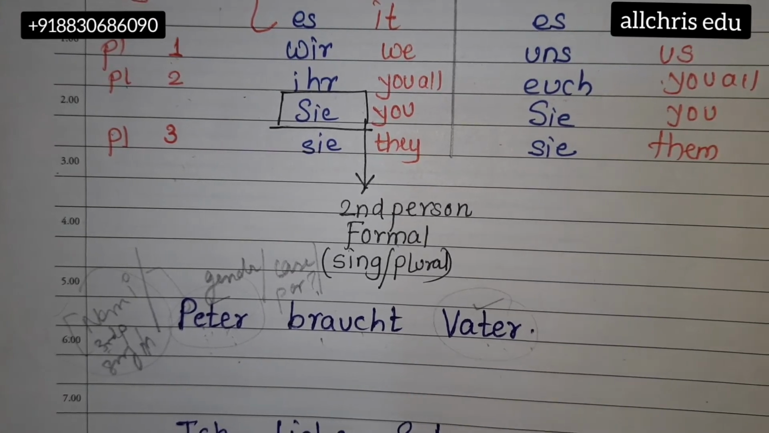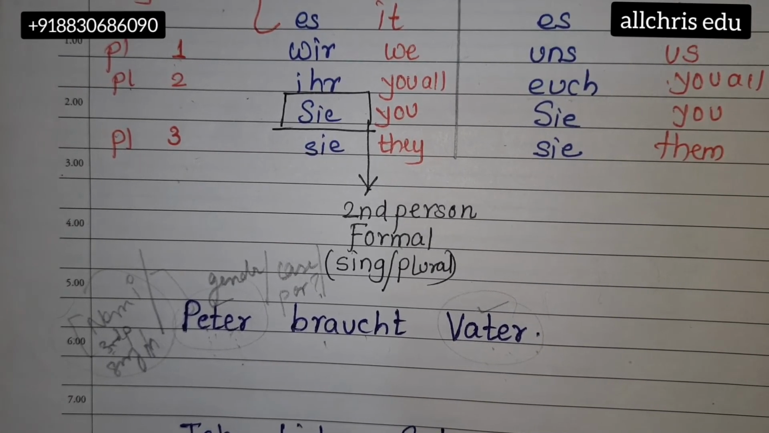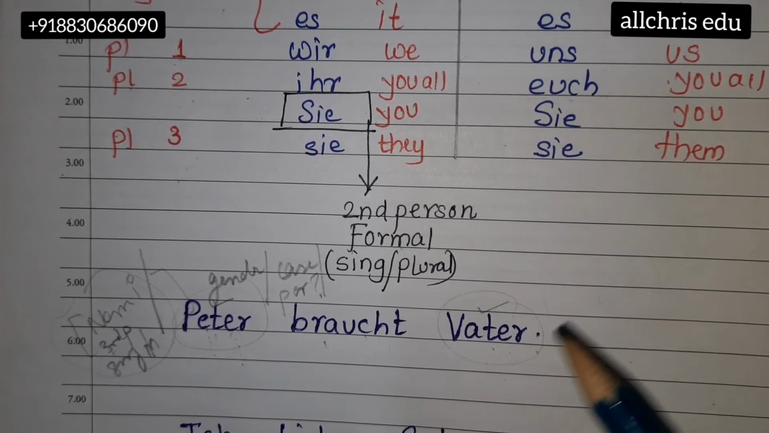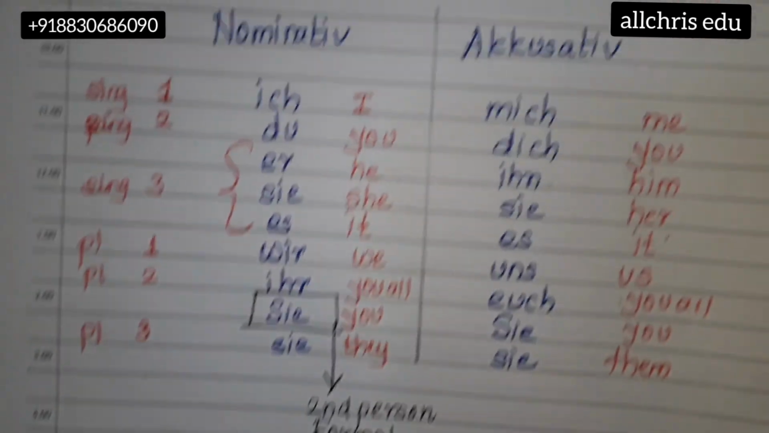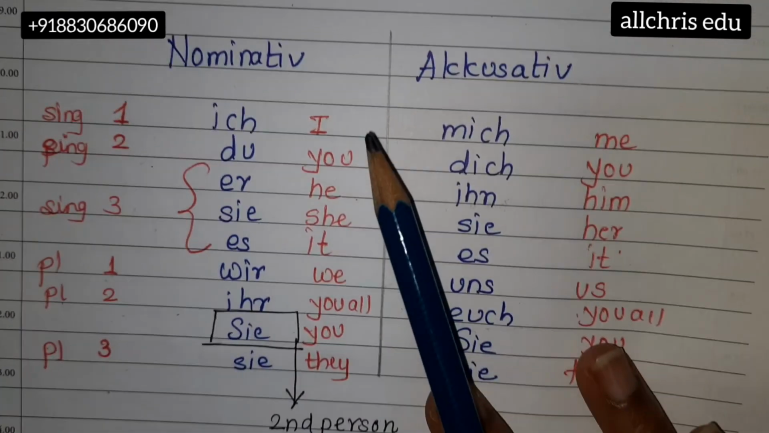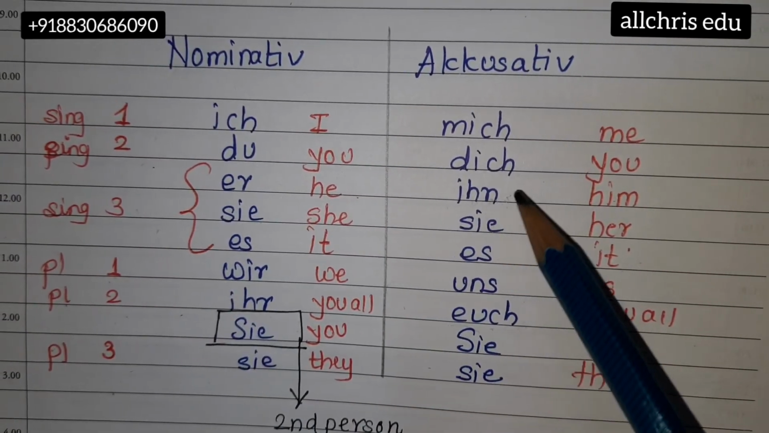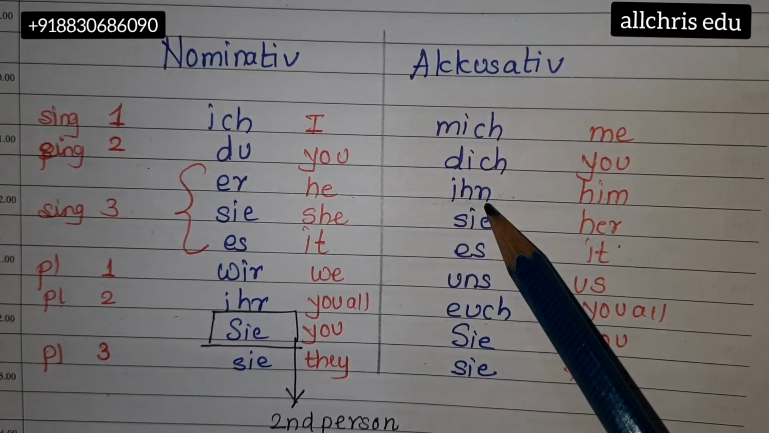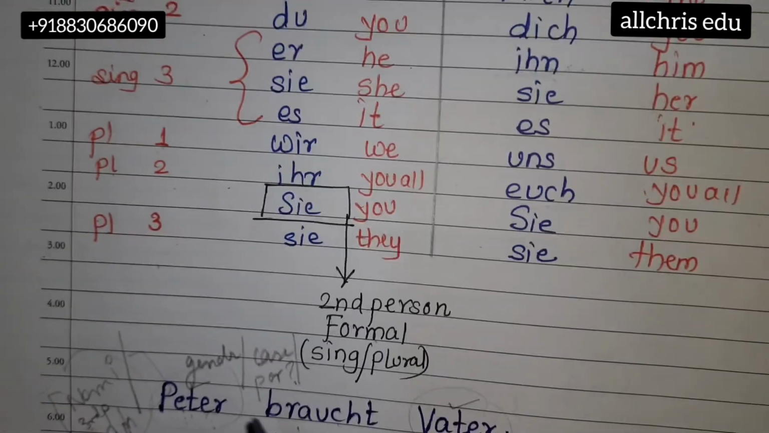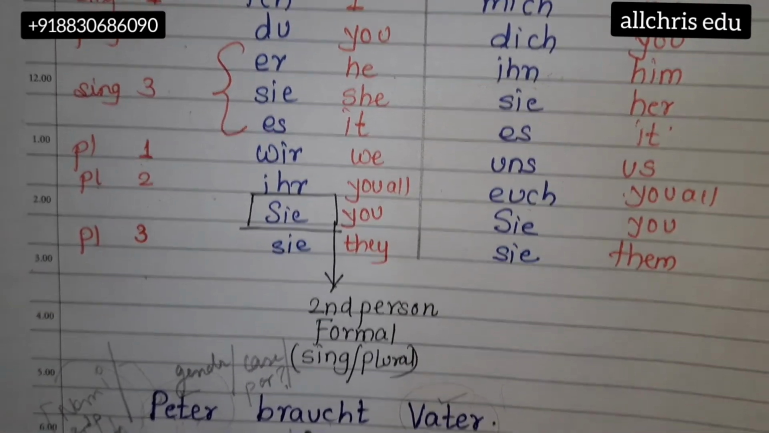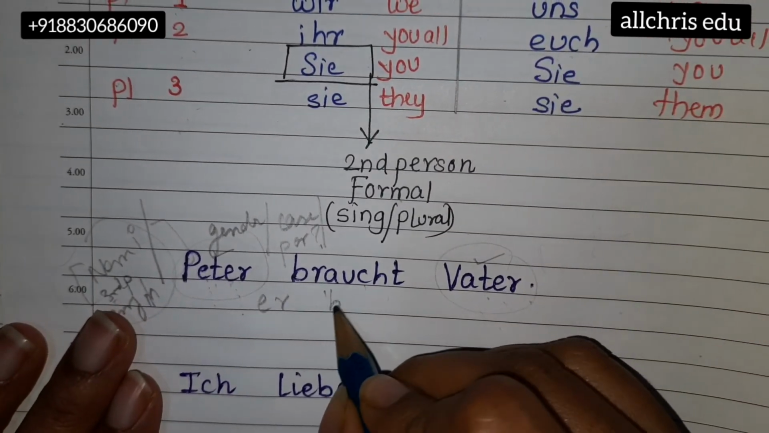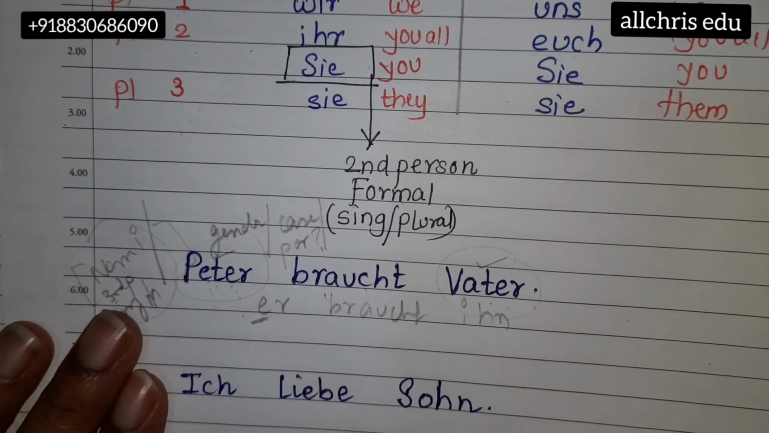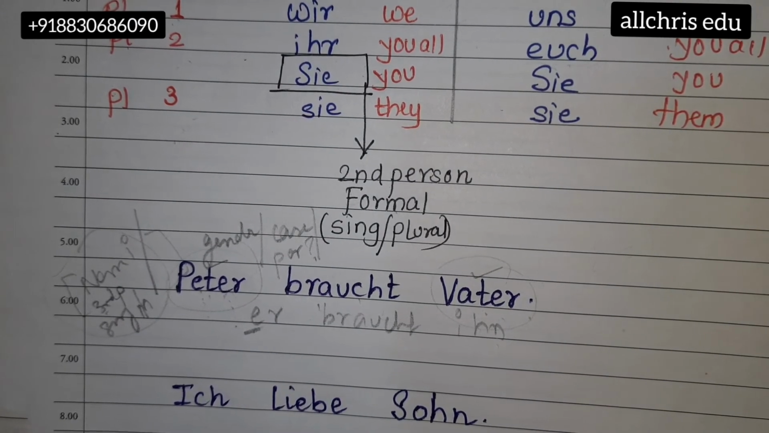Vater is third person, because we are not Vater nor are we talking to the father. So it is third person singular and male. So according to that, in the accusative column, third person and that also singular and male is ihn, I-H-N. So the answer will be Er braucht ihn. Try to write this E big, because it is the first letter of the sentence.